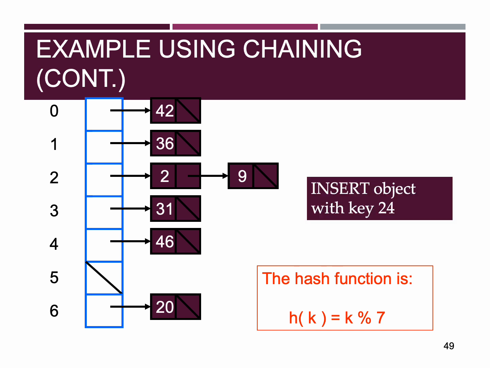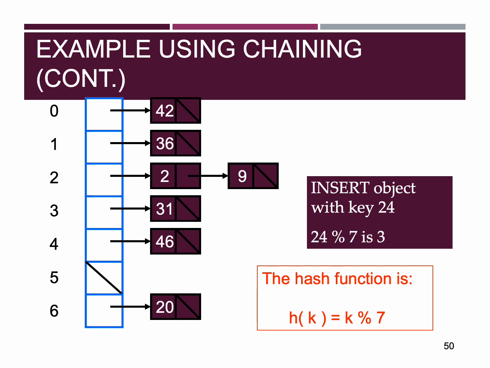Now we want to insert key 24. Now 24 by 7 is 3. Now there is a collision again. Now we'll move 31 here, and then we'll insert 24 on index 3.